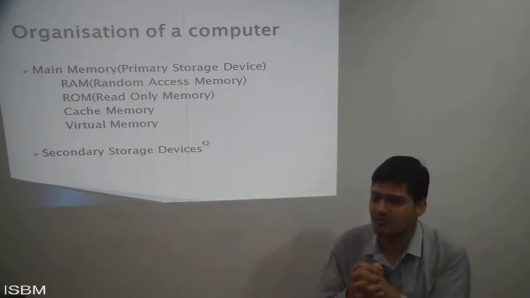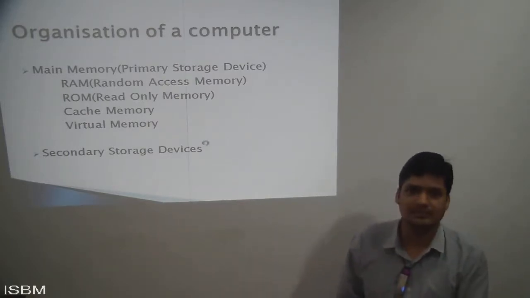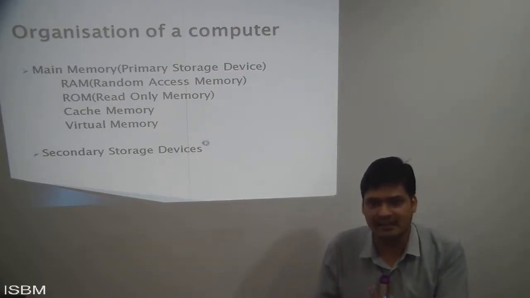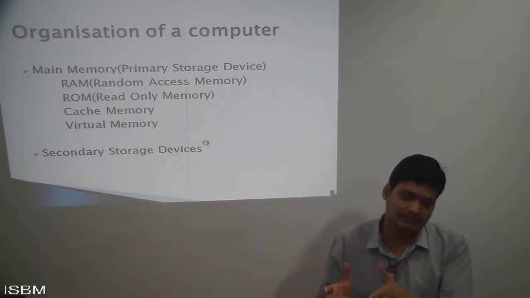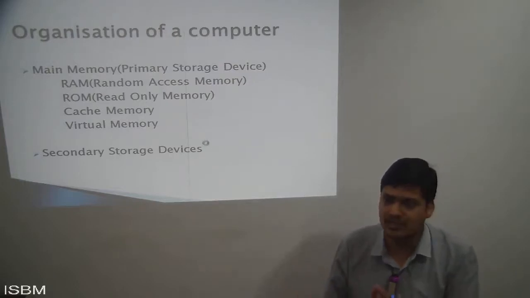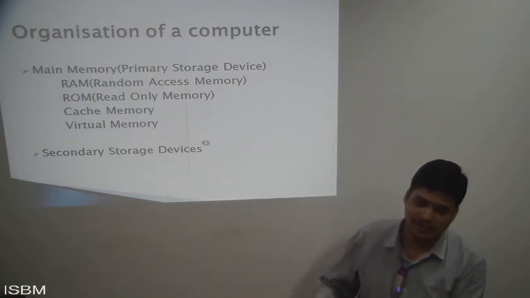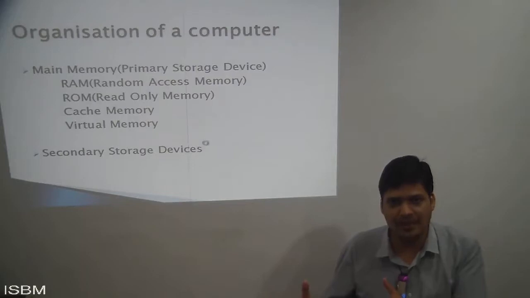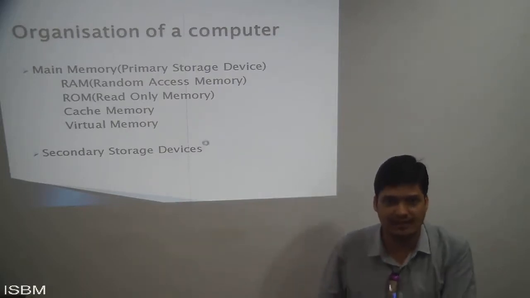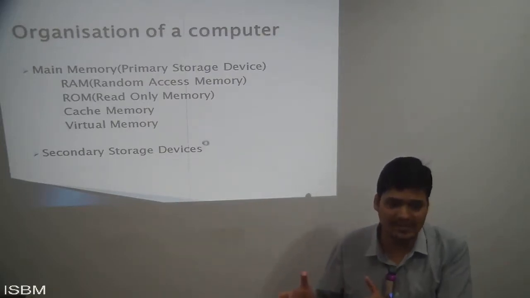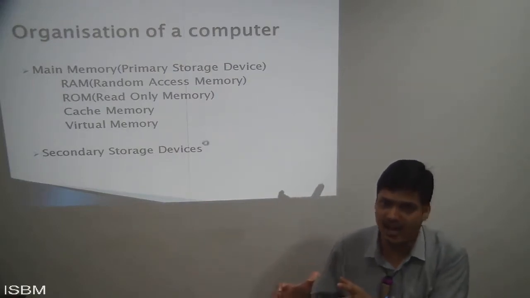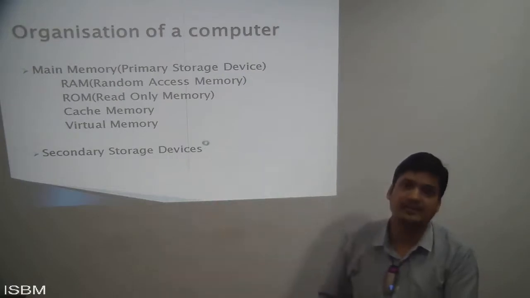Then the fourth one is virtual memory. Virtual memory is nothing but an additional memory. You can say it's an additional address field that we add with the ALU, the arithmetic logic unit. When there is a lot of data, virtual memory will add that data inside a virtual address. So basically it's some additional memory which is added with the ALU.